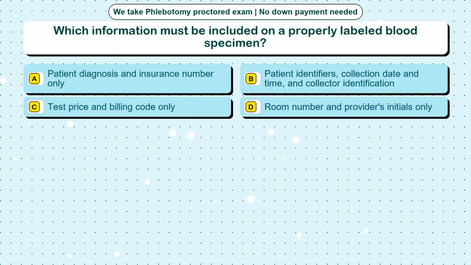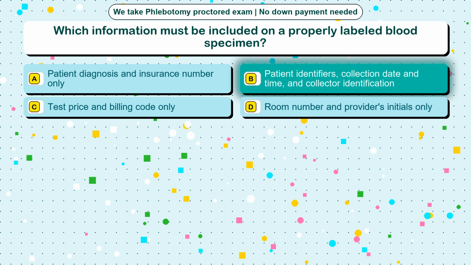Question 27. Which information must be included on a properly labeled blood specimen? Option A. Patient diagnosis and insurance number only. Option B. Patient identifiers, collection date and time, and collector identification. Option C. Test price and billing code only. Option D. Room number and provider's initials only.